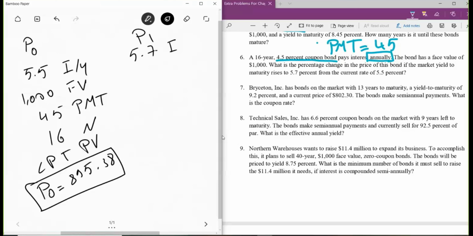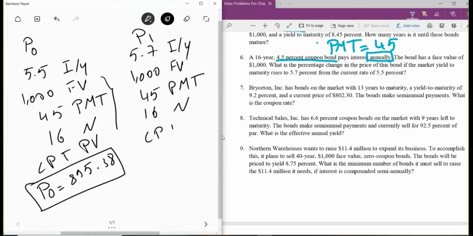Now I need to solve again to find P1, which is the price when the yield to maturity increased to 5.7%. All the other values are still the same, so I still have 1,000 as FV, 45 as payment, and 16 as N. I compute PV. P1 is equal to 876.19.